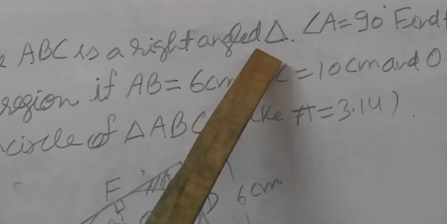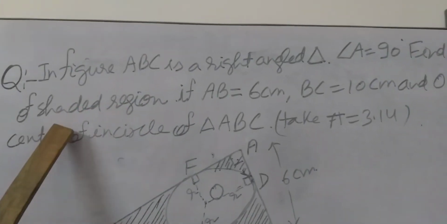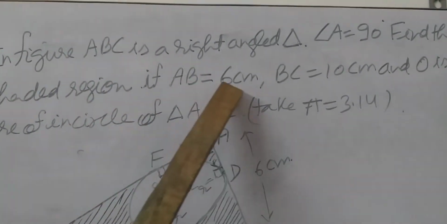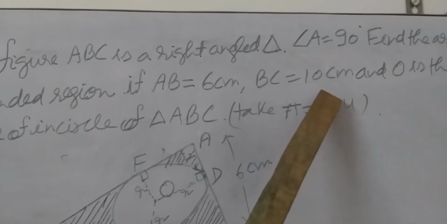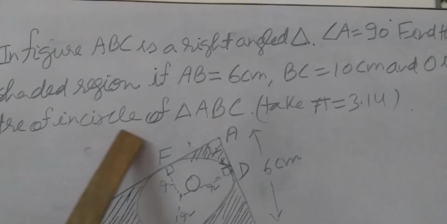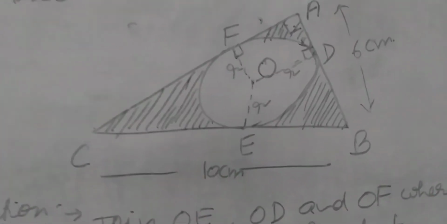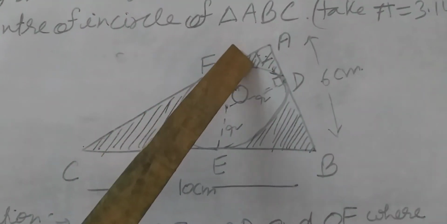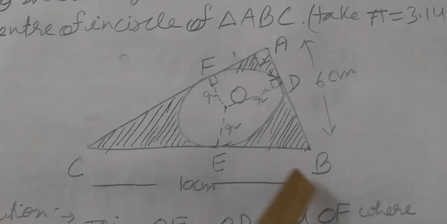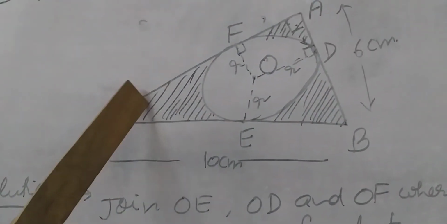In figure, ABC is a right angle triangle, angle A 90 degree. Find the area of the shaded region if AB equal to 6 centimeter, BC equal to 10 centimeter, and O is the center of incircle of the triangle ABC. Take pi equals to 3.14. So this is the figure given to us, student. ABC is triangle, angle A 90 degree, AB is 6 centimeter, BC equals to 10 centimeter. We have to calculate the area of shaded region.